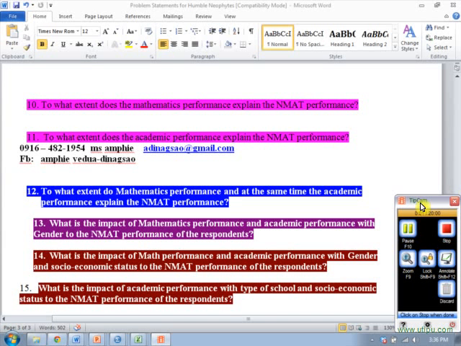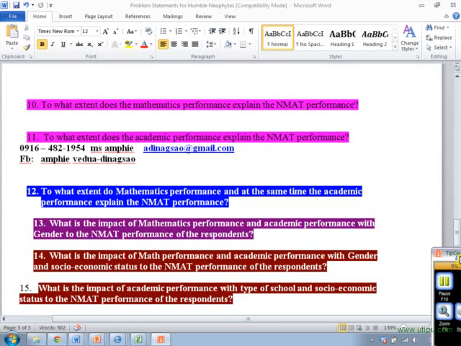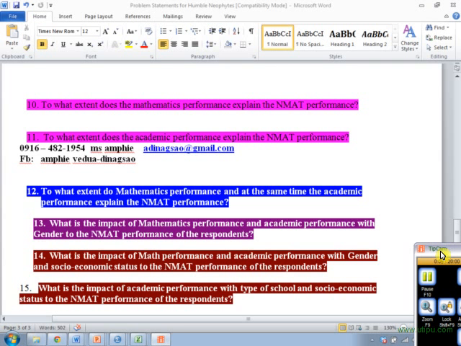Okay, let's do problem 10. Problem 10 says, to what extent does the mathematics performance explain the NMAT performance? So basically with this one, what is our explanatory variable? Mathematics. The explanatory variable is mathematics, and our response variable is NMAT.